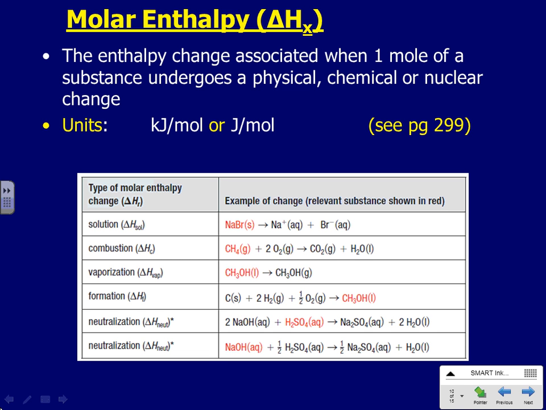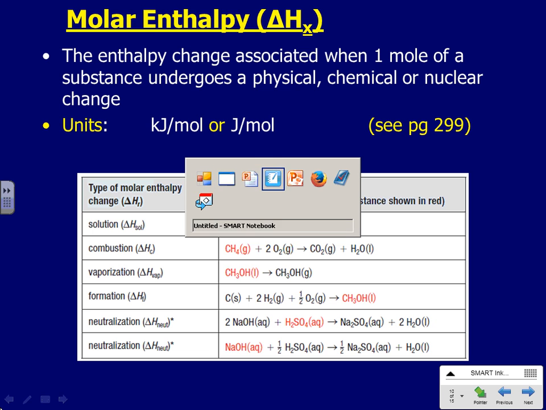Molar enthalpy, I thought I pushed that freeze button and got rid of that. So molar enthalpy is the enthalpy change, the delta H, associated when 1 mole of a substance undergoes a physical, chemical, or nuclear change. And we're not going to be dealing with nuclear, obviously. So now we're talking in terms of just 1 mole. A molar enthalpy will be indicated to you by the fact that we've got a little subscript beside it.